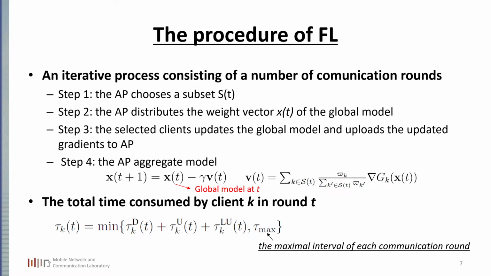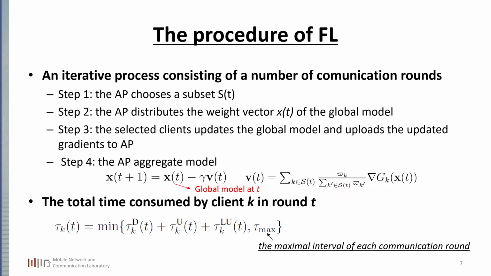The procedure of FL is defined as follows. In step 1, for each communication round t, the AP chooses a subset S_t of the clients. In step 2, the AP distributes the weight vector x_t of the global model to the selected clients. And after receiving the global model weights, in step 3, each of the selected clients individually updates the global model by computing the gradients of their local loss function based on their own private data, and then uploads the updated gradient to the AP.